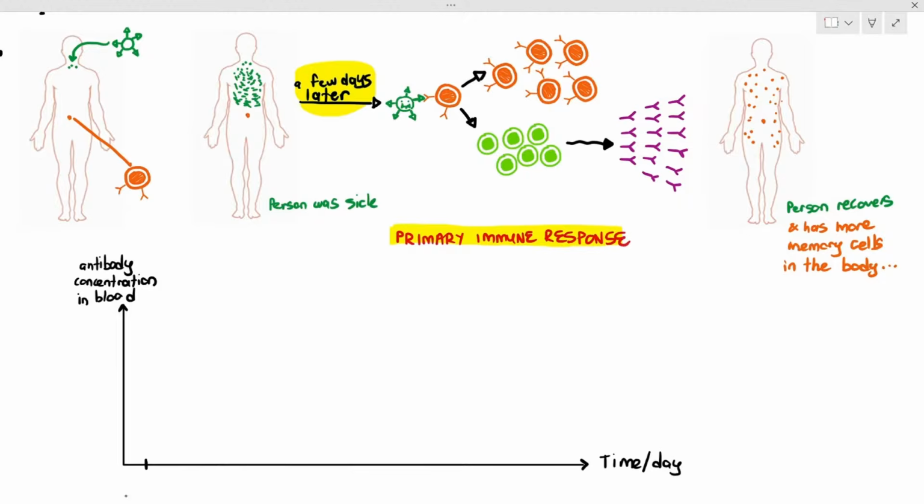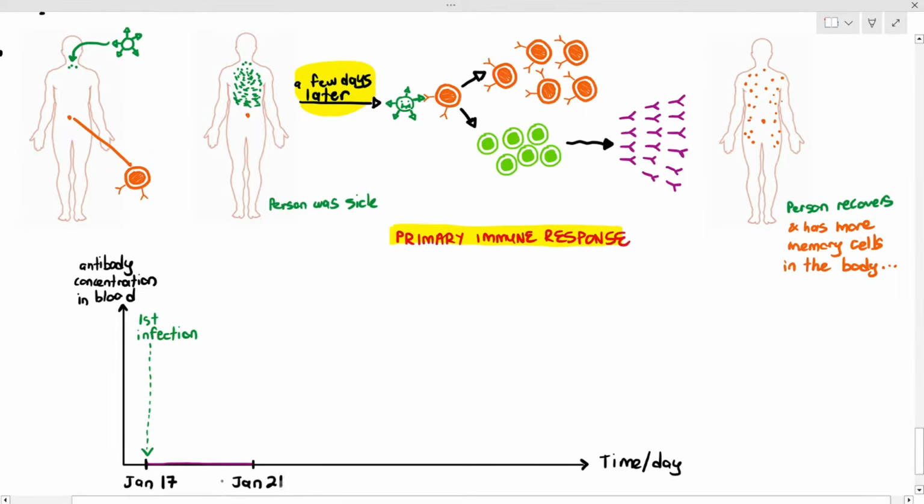So the point I'm trying to make here is, if you look at this graph, when the pathogen enters the body for the first time, let's say January 17th, what I mean there is the 17th of January. Okay, it's a little bit confusing, I'm sorry. So on the 17th of January, for example, let's say you had a first infection. But does your body respond immediately? No, because the first time you had very few B lymphocytes. So you only responded to the pathogen on the 21st of January.